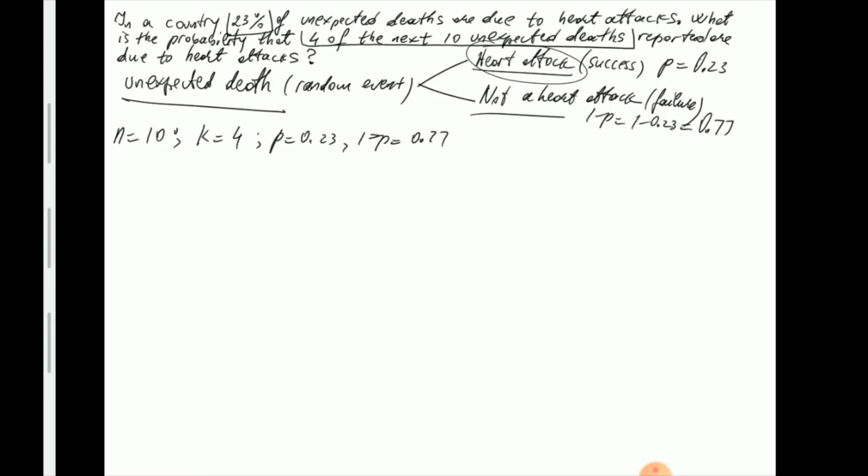And then the Bernoulli trial formula, that's going to be b of 10, comma 4, semicolon 0.23. That's going to be combination of 10 choose 4, 0.23 to the power 4, and then 0.77 to the power 10 minus 4, right, which is 6. 10 factorial over 4 factorial, 6 factorial.